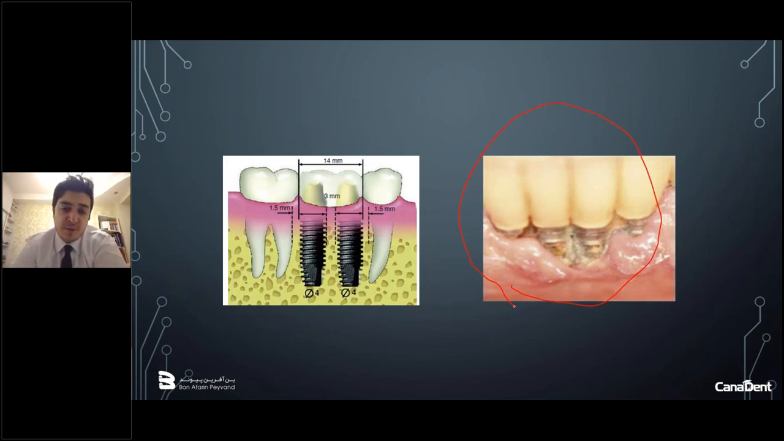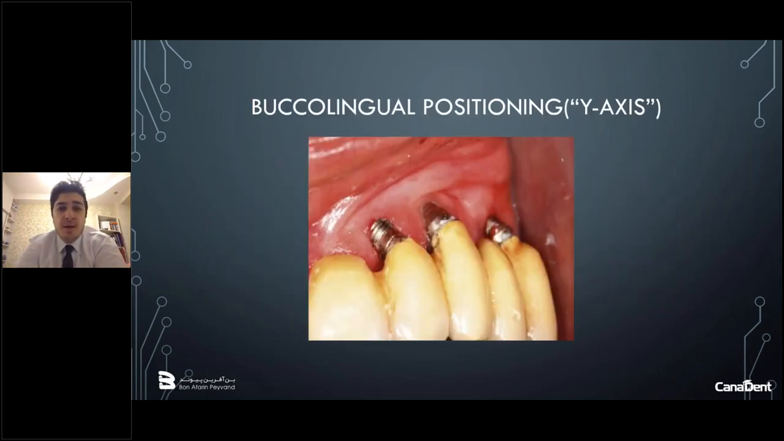And although it has been integrated and a crown is delivered to the patient, the aesthetic result is awful. Okay, about the y-axis, which is the buccolingual position, ideally, after implant placement, the crestal bone should be at least 2 millimeters wide on the facial aspect of the implant and 1 millimeter or more on the palatal aspect.